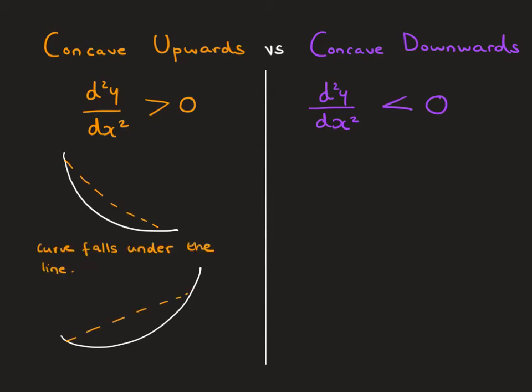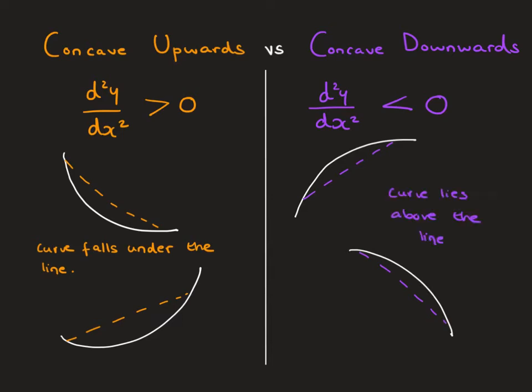Now, the opposite is true. If we sketch a curve that is concave downwards, it will look like this or like this. And if we join up 2 points on the curve with a chord, you can see that the curve lies above the line. So this is a good way of distinguishing which sections of your curve are concave upwards and concave downwards visually. You can then clarify this by using the second derivative.